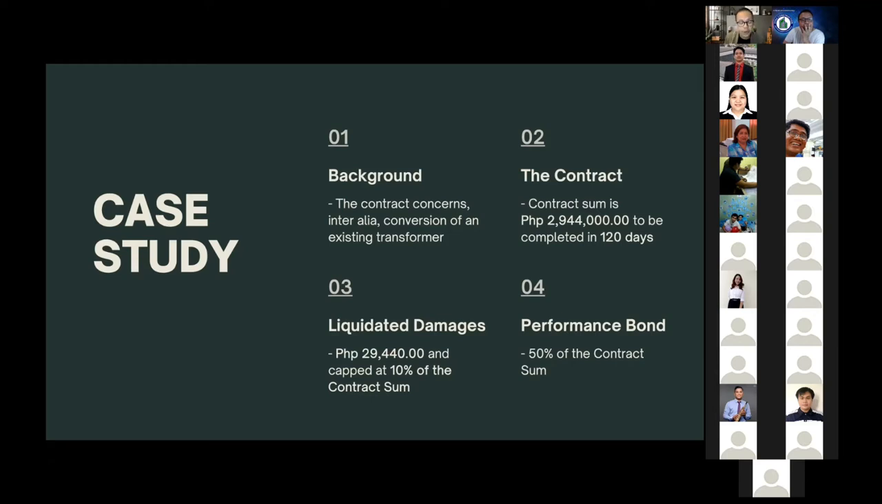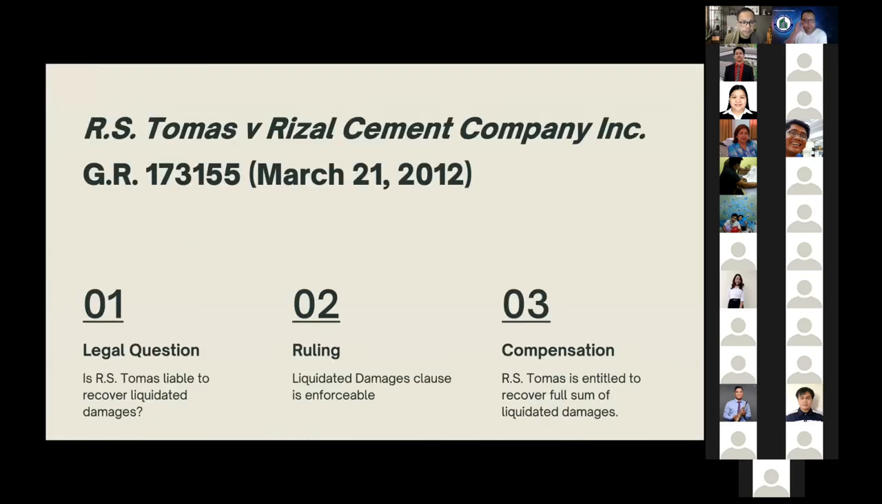During the course of the construction, there were delays which were attributable to Rizal Cement. This went to arbitration, and then the arbitration was appealed in court. The Supreme Court intervened in 2012. The legal question, among the other questions put before the court, is: is R.S. Tomas liable to pay liquidated damages? The court says yes, its liability arises out of the liquidated damages. So the Supreme Court sustained the decision of the arbitrator.